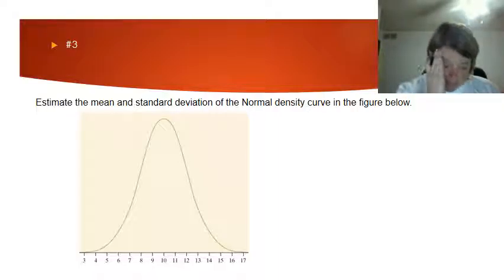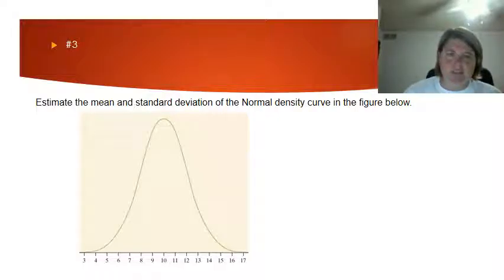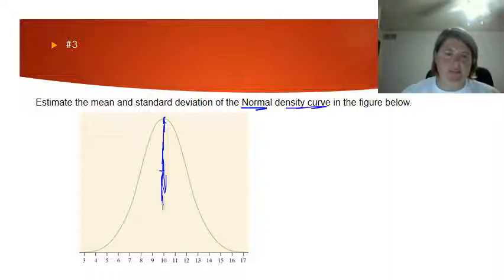Estimate the mean and the standard deviation of the normal density curve in the figure below. So what we want to do is estimate where the mean is. Because this is a normal curve, we know that the mean is at the peak. So if we draw a line straight down, let's see if I can do it. Oh man, pressure's on. It looks like it's approximately 10. So the mean is approximately 10.